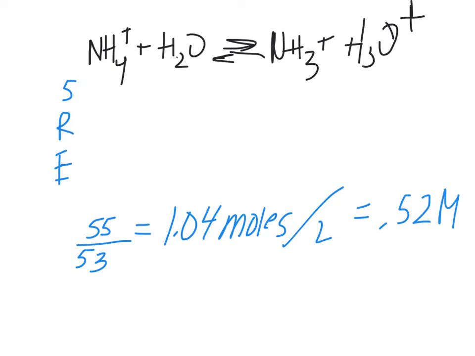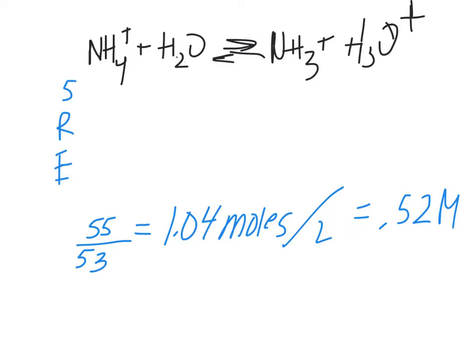Initially, I reasoned that ammonium chloride, when it dissolves in water, will create two ions, ammonium ions and chloride ions. Since chloride is the conjugate of HCl, a strong acid, chloride will not react at all in water, so I'm completely ignoring it. The ammonium ion, however, will react in water, and it produces ammonia, which is a weak base, and also hydronium.